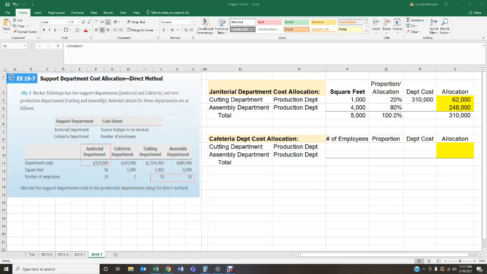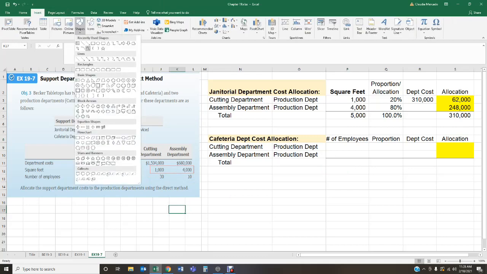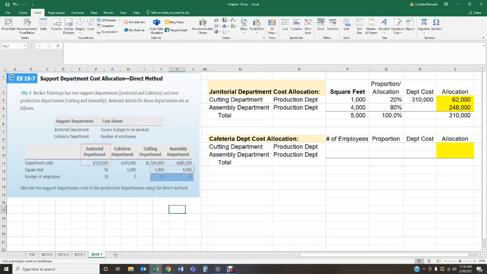So now I know that my $310,000 janitorial cost is going to be split $62,000 to the cutting department, $248,000 to the assembly department, and this is based on the number of square feet that each production department has. Now, for the cafeteria, my driver is my number of employees.